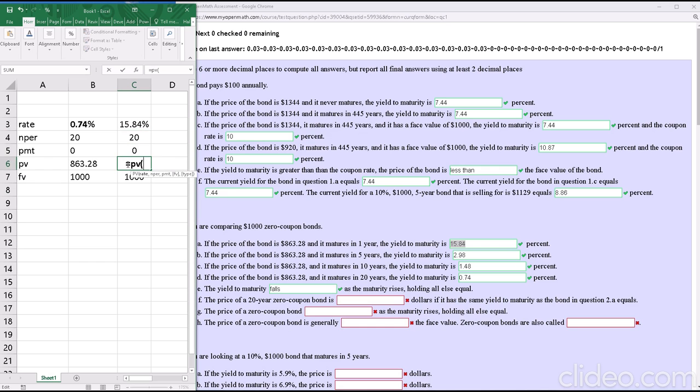We got to calculate the present value. So the rate is 15.84%. The number of periods is 20. The annual payments are zero because it's a zero coupon bond. And then the face value is $1,000. And then remember, the price is negative, so we're going to undo the negative by putting a negative sign in front of it. $50.80.